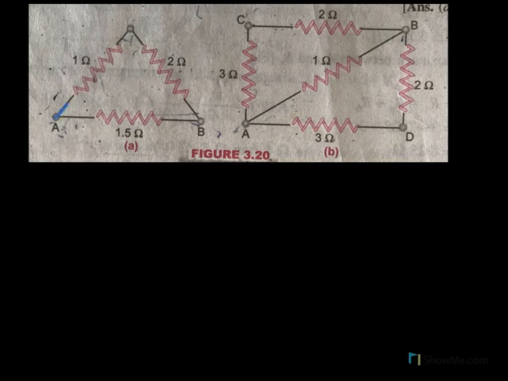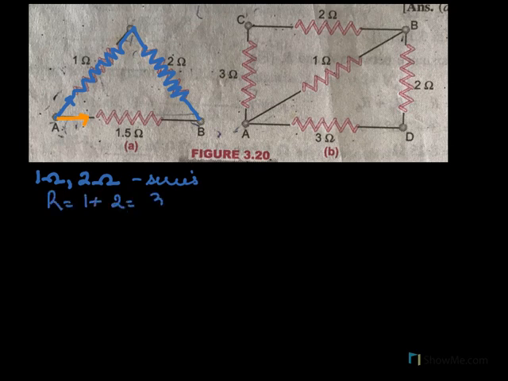Now for this first circuit, have you seen the current breaks up into two arms? You have this blue arm here and this yellow arm on the other side. In the blue arm, you have the resistance 1 ohm, and the same current flows through 2 ohms. So the total resistance is 1 ohm and 2 ohm connected in series, 1 plus 2, that is 3 ohms. And for the second arm, we just have one resistance, 1.5 ohms.